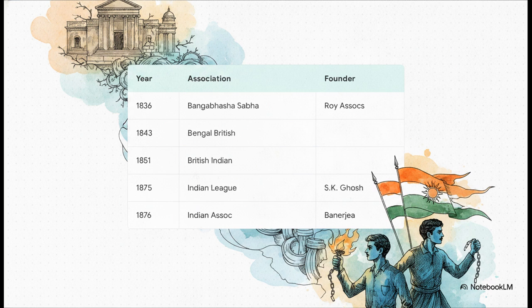But fast forward to 1875, and Shishir Kumar Ghosh starts the Indian League, specifically to stimulate a real sense of nationalism. And just 1 year later, in 1876, younger, much more radical nationalists like Surendranath Banerjee and Anandi Mohan Bose established the Indian Association of Calcutta. They were completely done with the conservative, pro-landlord policies of the older generation. They wanted true, mobilized nationalism on the ground.